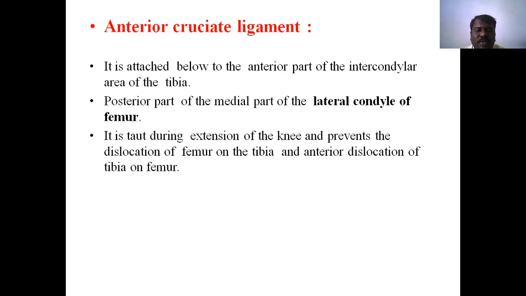So what is the importance of the anterior cruciate ligament? When the knee is extended, it becomes tight during the extension, and it also prevents anterior dislocation of the femur on the tibia.